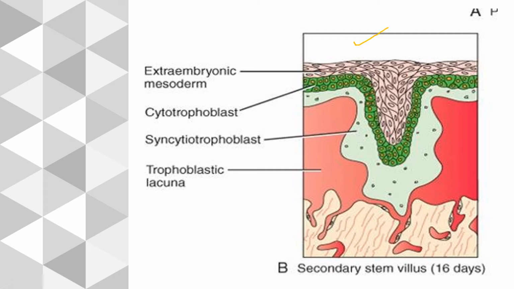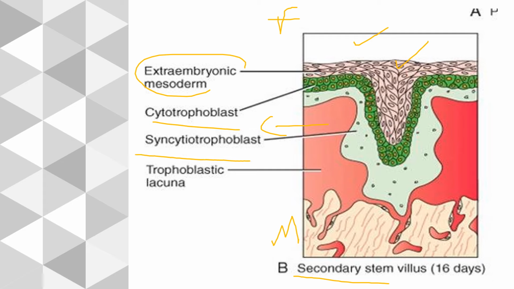This is a good picture, an enlarged view of the formation of the secondary stem villus. This is the maternal side and this is the fetal side. On the maternal side we see the intervillous spaces filled with maternal blood. Now the villi are growing from the chorion. What is chorion? Extraembryonic mesoderm and trophoblast together are called chorion. So they will give rise to the villi. Now this is the extraembryonic mesoderm growing into the central core of cytotrophoblast and now surrounded by the syncytiotrophoblast. That will be called the secondary stem villus.